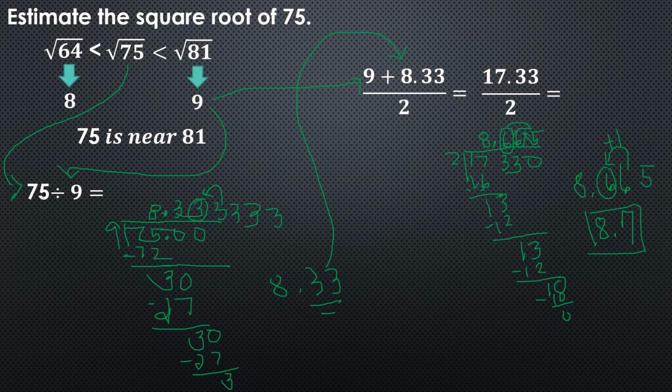So let us plot 8.7 on the number line. As you can see, we have here the square root of 64 and the square root of 81. And between 8 and 9 is our square root of 75, which is 8.7. Here we have 8.2, 8.4, 8.6, 8.8, and then the 9. So since we need 8.7, 8.7 is between 8.6 and 8.8, therefore the dot should be in the middle. So that will be our number line.